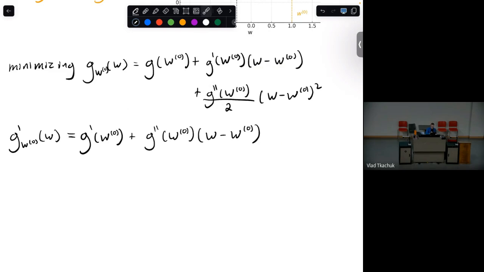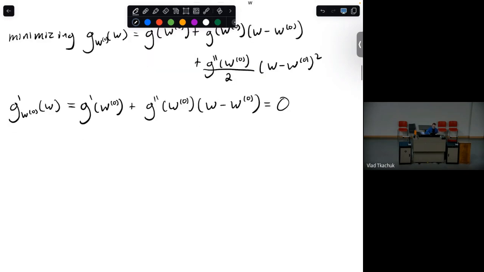It's a function of w. The w only shows up here. And we need to set this thing equal to 0 if we want to find the minimizer. Let's solve this equation. G double prime of w naught times w equals g double prime of w naught times w naught, minus g prime of w naught. It was multiplied by this, but then it moved to the right-hand side, so the minus went away. And then we have this.